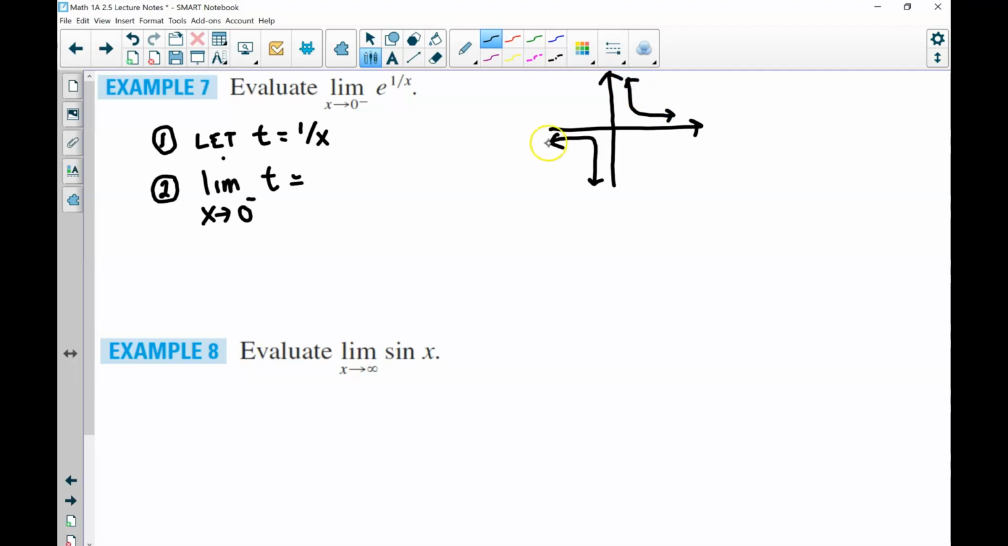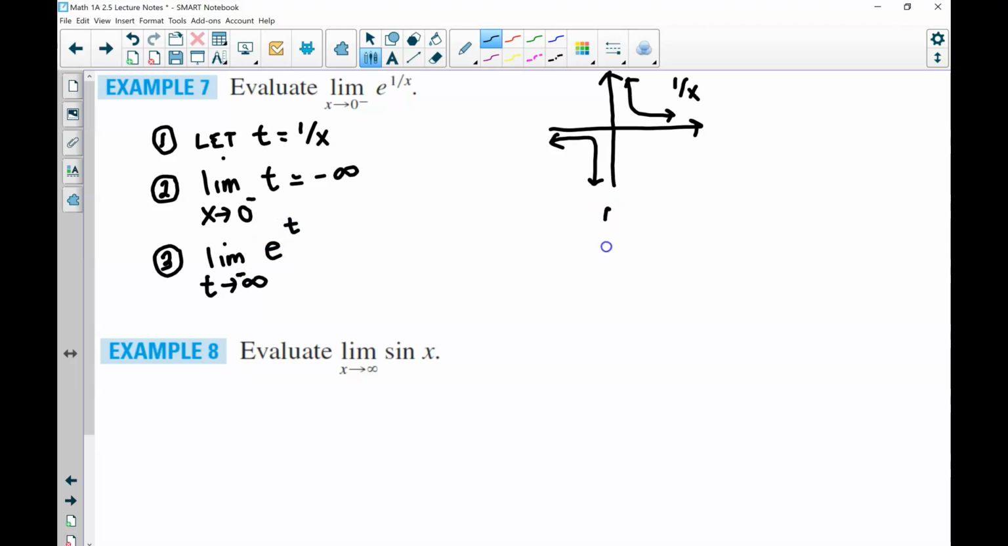So as it is approaching 0 from the left, we can see that it's approaching negative infinity, again, of the function 1 over x, which we called t. Now, what we can do is find the limit. Now that we substituted t, t is going to be the value that we're approaching. And that t is going to approach what we got from the previous example, which is negative infinity. So as t approaches negative infinity of the function e to the t.